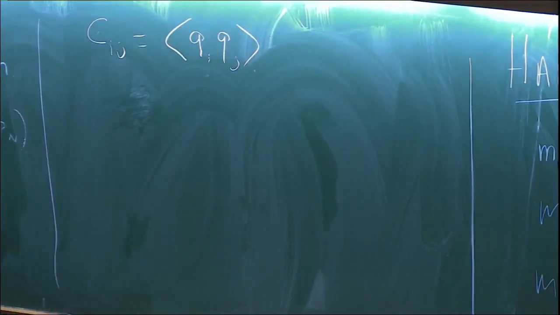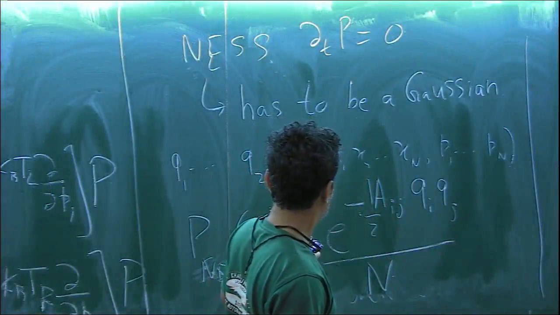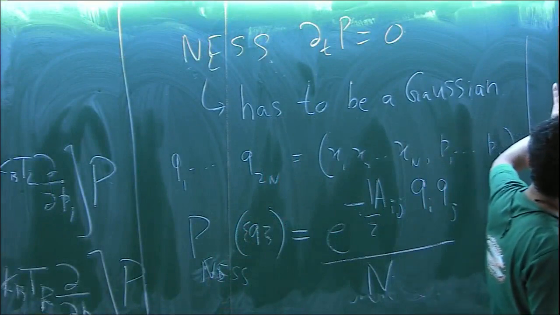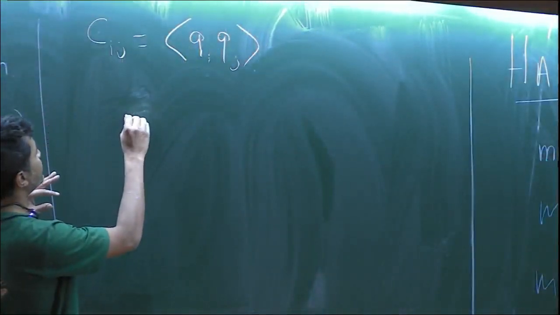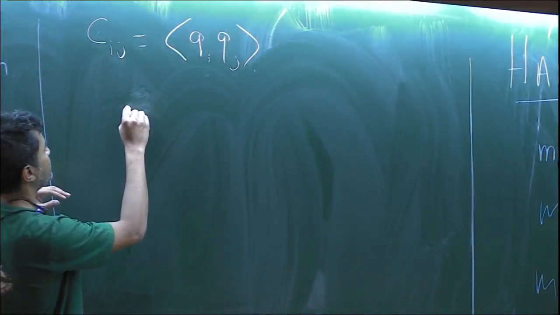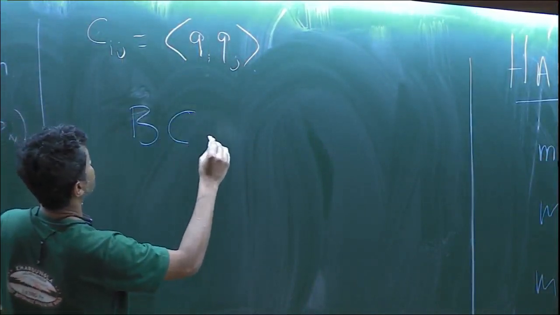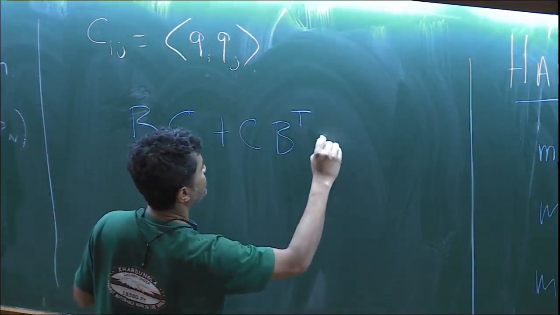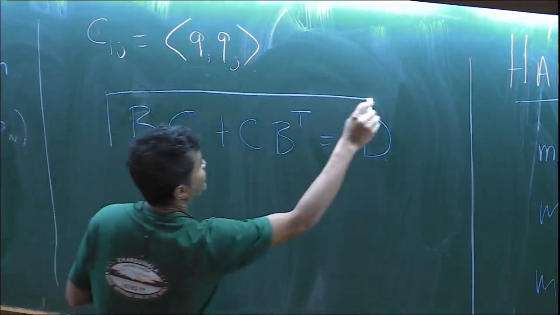what was done in this paper by Rieder, Lieb and Lebowitz. So like I said, they computed this distribution exactly, and their approach was to show that this C satisfies some linear equation like BC plus CB transpose equals D.